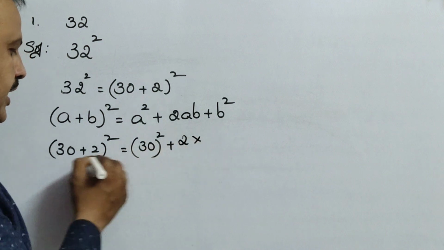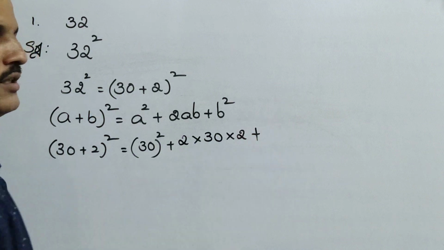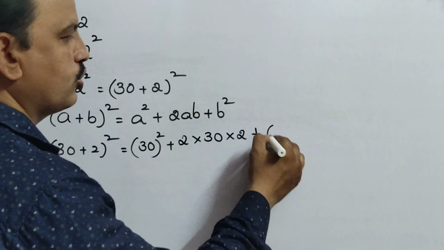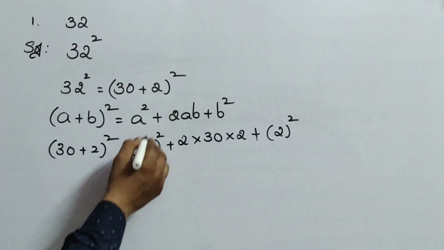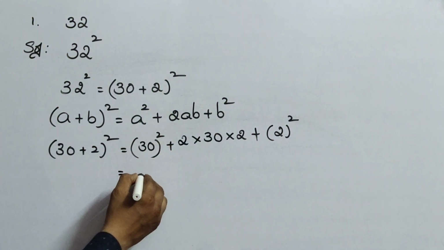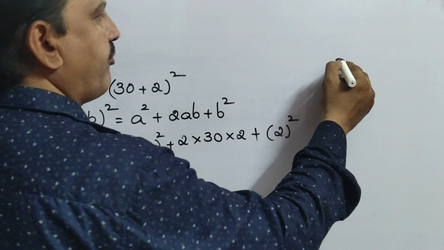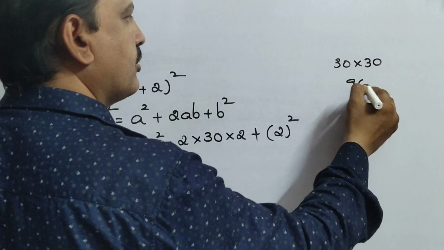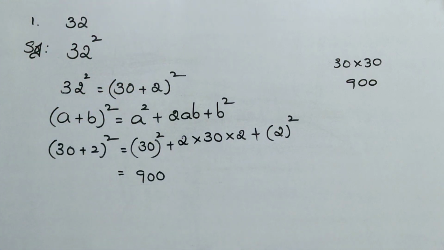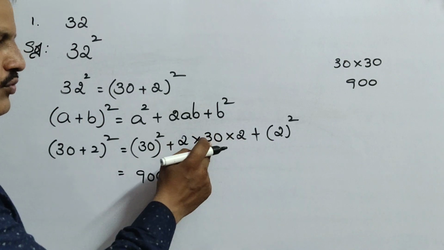(a+b)² means a² + 2ab + b². Now 30 square means 30 into 30. Go to rough work and do it, because it's very easy. 3 3s are 9, then 2 zeros we have to write. So 900. Next, plus 2 2s are 4, 4 3s are 12.